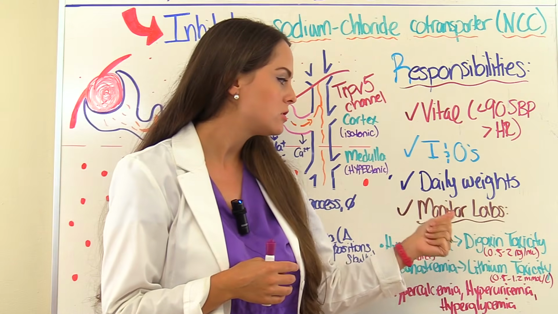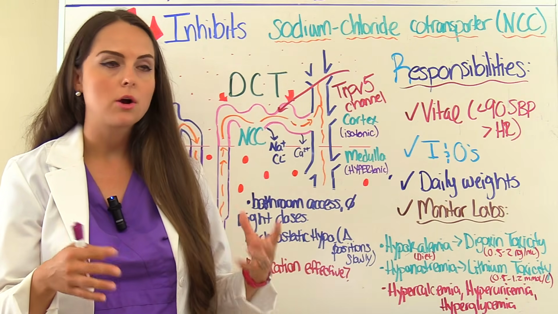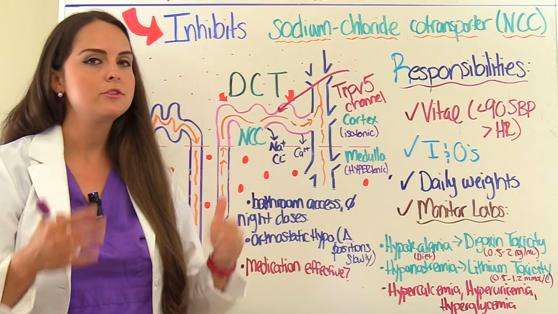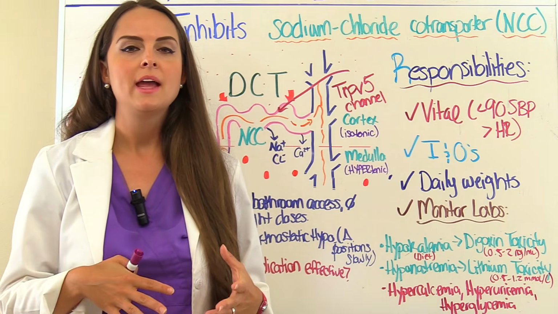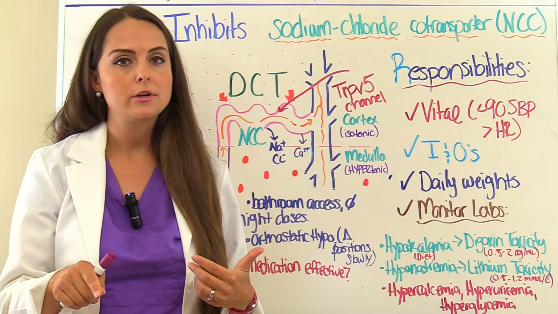And a normal dig level, I just want to throw this in there, is about 0.5 to 2 nanograms per milliliter. The other hypo condition it can cause is hyponatremia, where that sodium level is too low. And that was another thing that loop diuretics did as well. It can lower it too low.